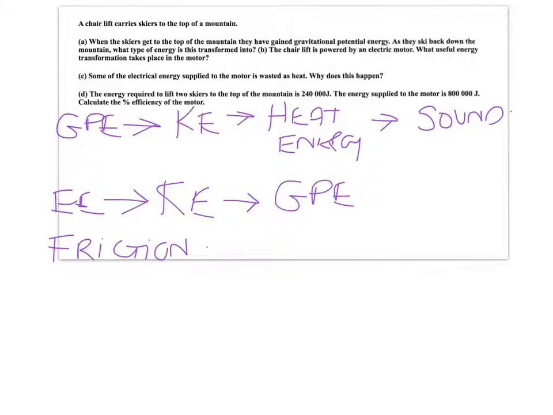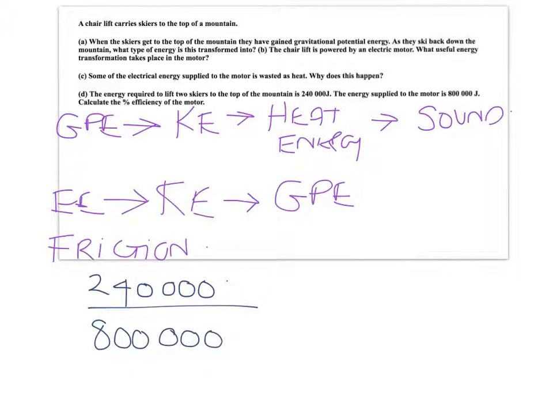Finally, part D, we get to the energy required to lift two skiers to the top of a mountain is 240,000 joules. The energy being supplied by the motor is 800,000 joules. So we have our useful energy here, which is the 240,000. That was the useful energy that we got out of this transfer. And that needs to be divided by the energy that we put in, which was 800,000. We times by 100 to make it into a percentage.